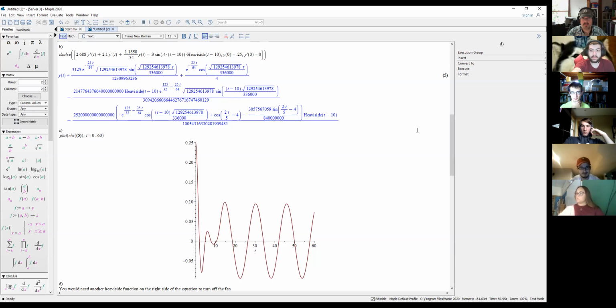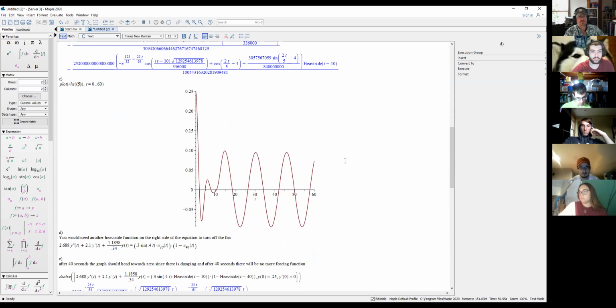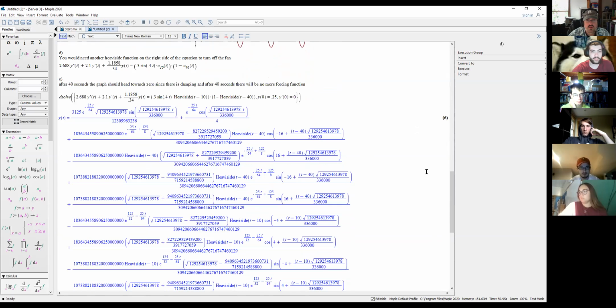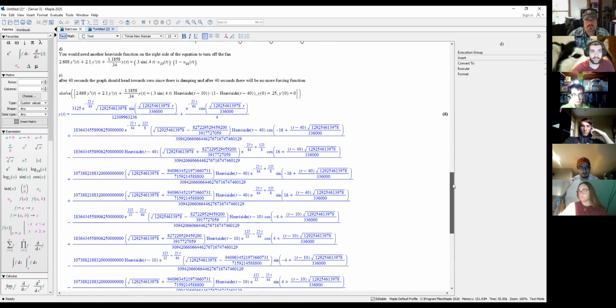So I'm curious, because we've got your Maple up. Can we take a look at what you did for part D? After 30 seconds, the fan's batteries are depleted. All right. So we said you need another Heaviside function to kind of turn it off. Okay. And so since this one isn't going to take any effect until 40 seconds.